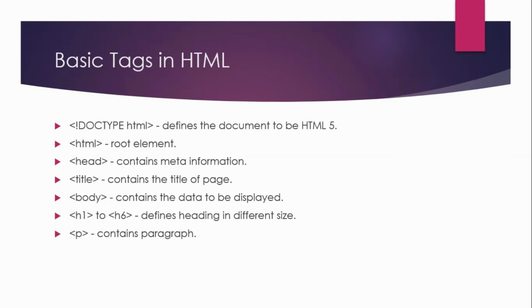Next you will see the basic tags in HTML. Doctype defines the document to be HTML5, and html is the root element. Head contains the information about the website, which is meta information, and title contains the title of the page. Body contains the data to be displayed in a website, in a web page. H1 to H6 contain headings of different sizes. P contains the paragraph tags. In the next video we will do some practical using these basic tags in HTML.